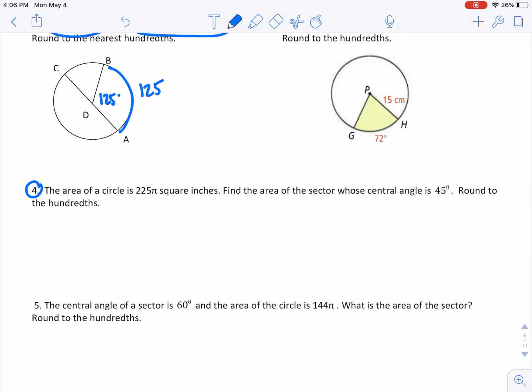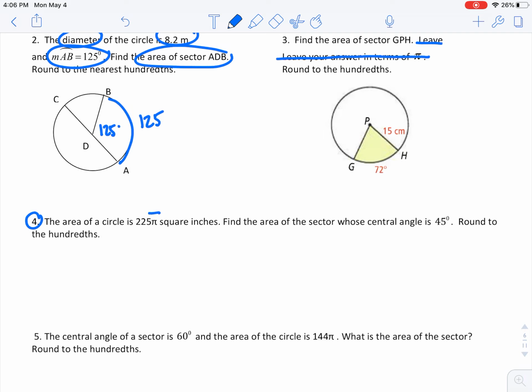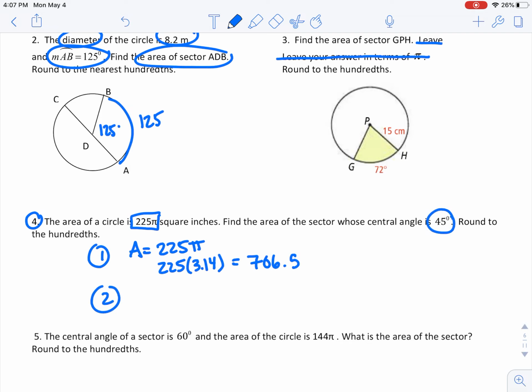Let me talk you through question 4 on page 6. It says the area of a circle is 225 pi. So they found that area for you, but really you want to multiply that out. Pi means 3.14. You multiply that out and you're going to get 706.5. That's your first step for area. Second step for fraction, we're going to use that 45 over 360, and I'm going to reduce that.